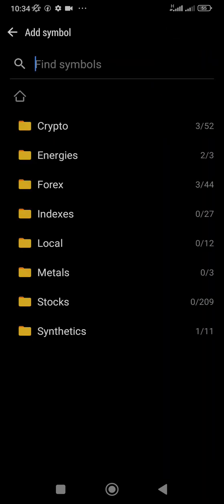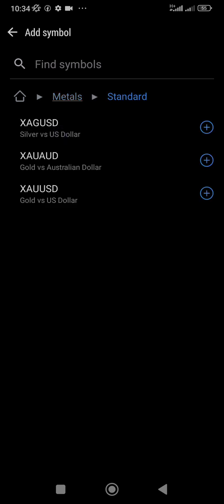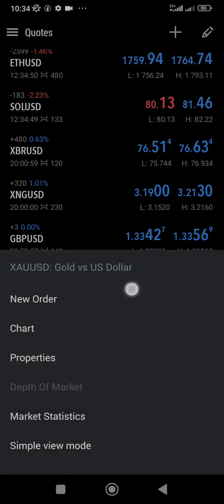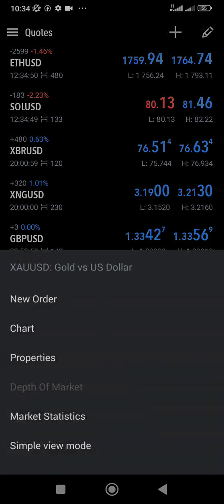Now skipping the rest of them, you can also choose gold, because I like trading gold a lot because of its volatility. You can see if I click on gold USD, it is added at the bottom. If we look at this instrument, you can see that the market is closed.